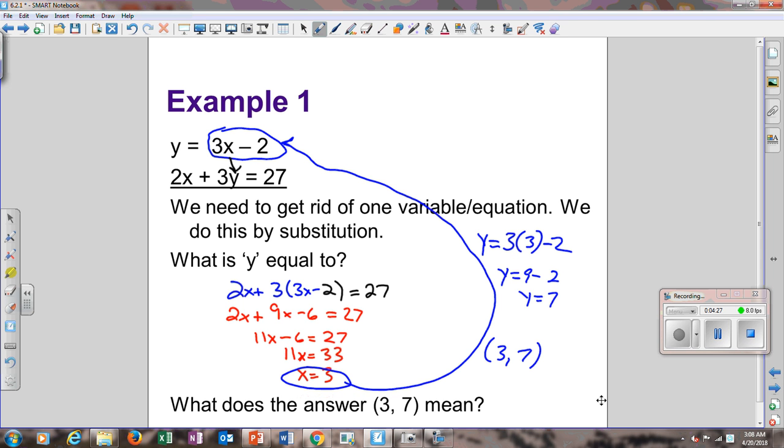So what does that answer mean? Well, that answer is just where the 2 lines cross each other, or where they intersect.